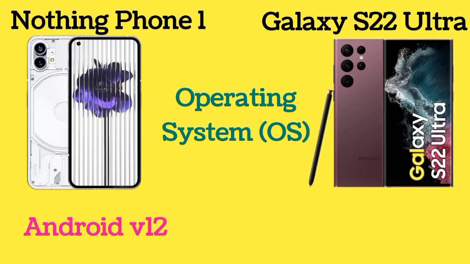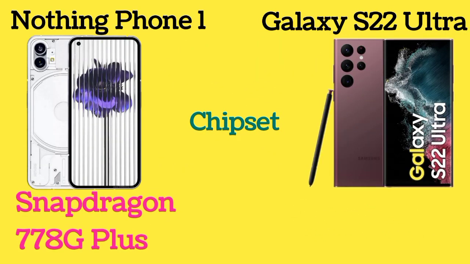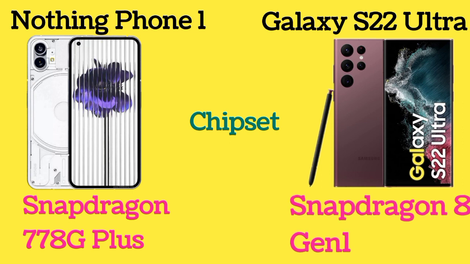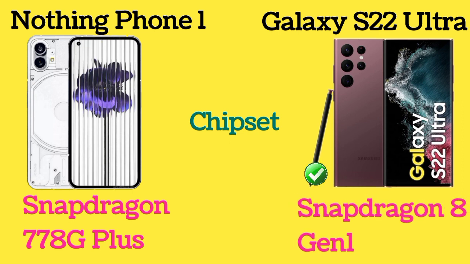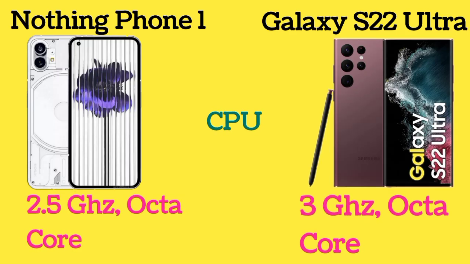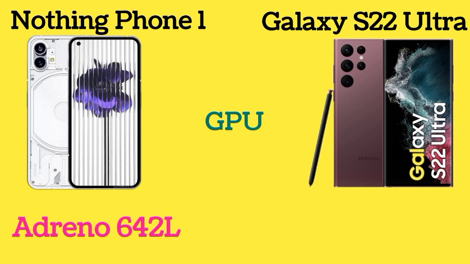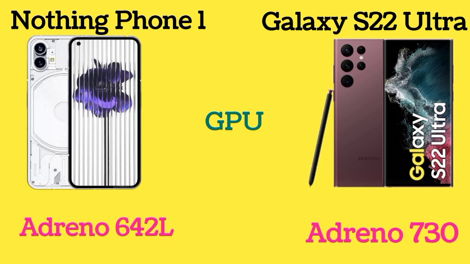The operating system of both Nothing Phone 1 and Galaxy S22 Ultra is Android version 12. Nothing Phone 1 has Snapdragon 778G Plus chipset and Galaxy S22 Ultra has Snapdragon 8 Gen 1 chipset. Here is aspect ratio of both Nothing Phone 1 and Galaxy S22 Ultra. Nothing Phone 1 has Adreno 642L GPU and Galaxy S22 Ultra has Adreno 730 GPU.